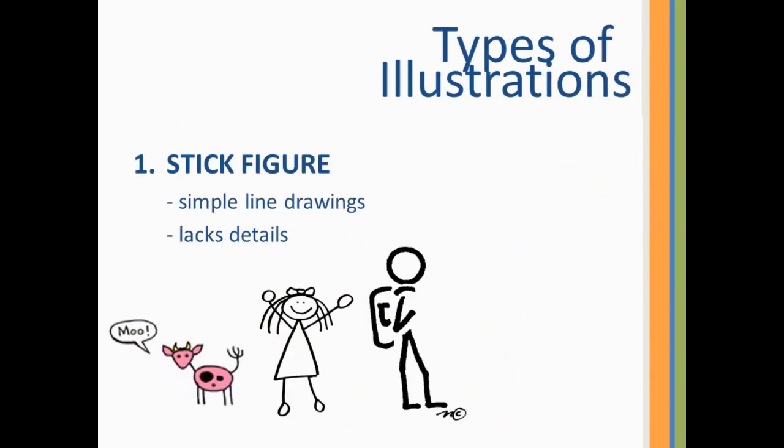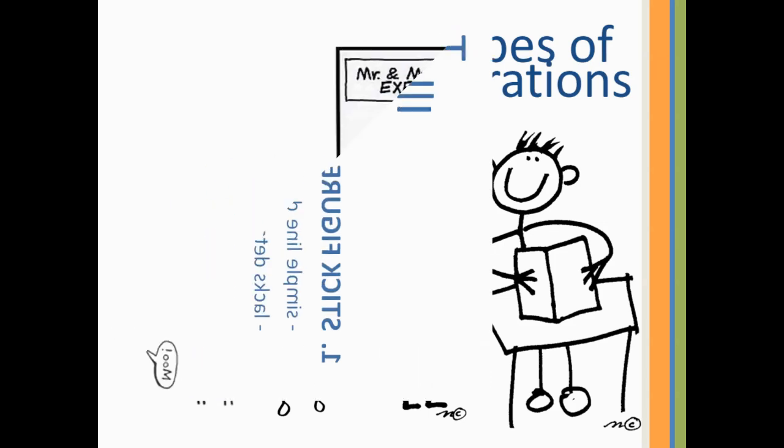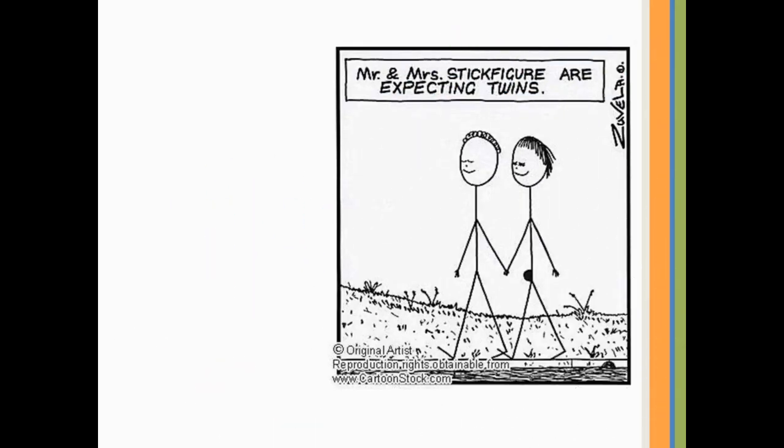The first type of illustration is called stick figure. Of all the types, perhaps this is the easiest to draw since this lacks details. Remember the first images that you drew when you were kids? In simple terms, a stick figure is a simple line drawing that shows facial expressions, positions, motions, or actions.